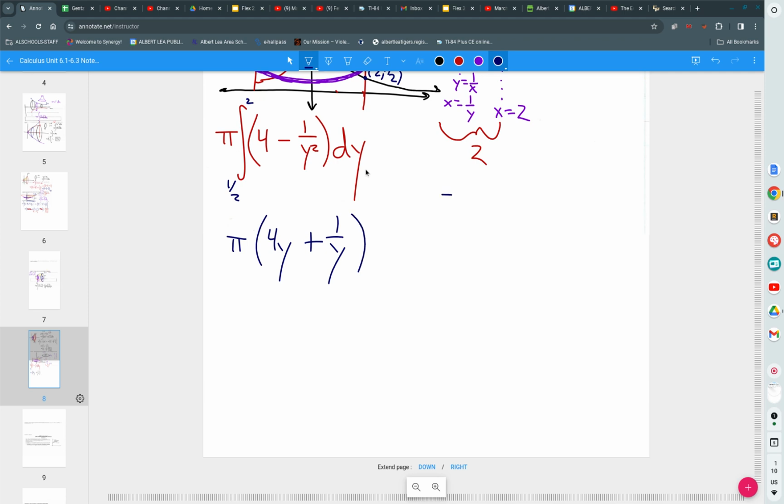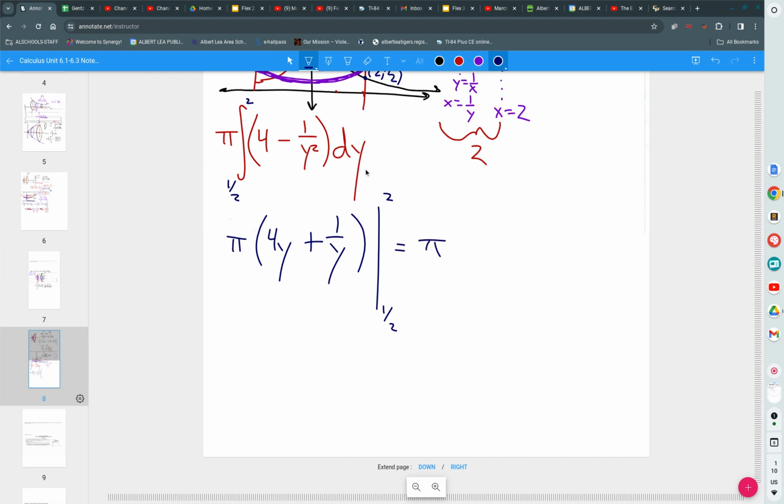The 1 over y squared is negative y to the -2 is what we have right there. If you take the antiderivative, you raise it by 1. And so you get negative y to the -1 divided by -1. Negatives cancel, you get 1 over y. Okay? So that's kind of handy right there. We like that. And so now we will plug in our values. We plug in both 2 and 1/2.